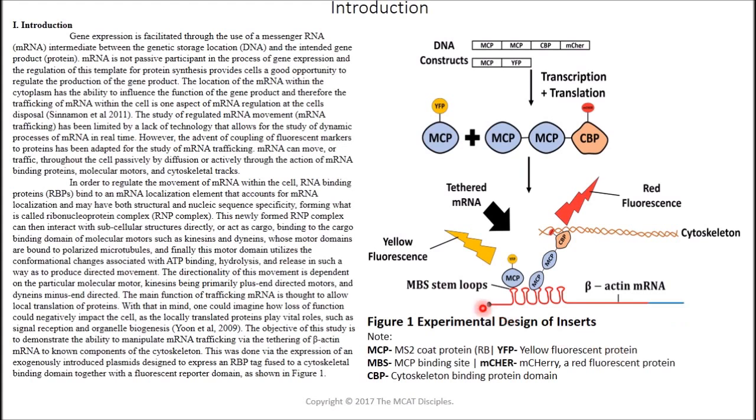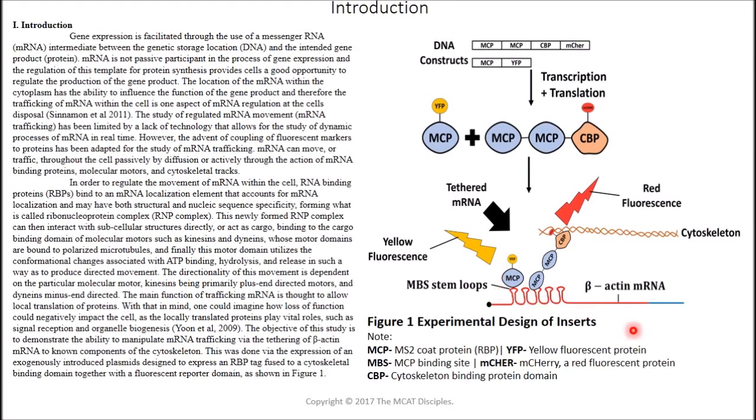Another thing to note, these MBS stem loops, these are the binding sites for the MCP protein, the coat protein. I haven't defined these things for you yet, but they are defined here. This MCP protein binds to the MBS stem loop. So MCP stands for MS2 coat protein, MBS stands for MCP binding site, or MS2 coat protein binding site. These are not normally found in beta-actin mRNA. This was introduced in a different experiment so that these MCP proteins can bind to the MBS stem loops.